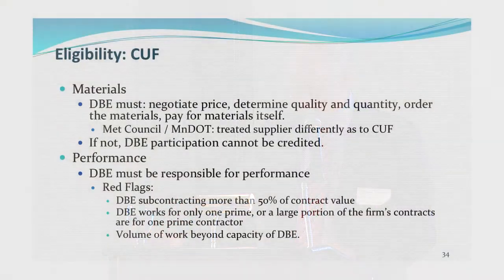You have to look at their performance. Does it comply with normal industry standards? Are they subcontracting more than 50% of the contract value? That will be a red flag to any auditor. Is a DBE working for only one prime? That again suggests excessive control. Is the volume of the work beyond the DBE's normal capacity? That's an issue, of course.